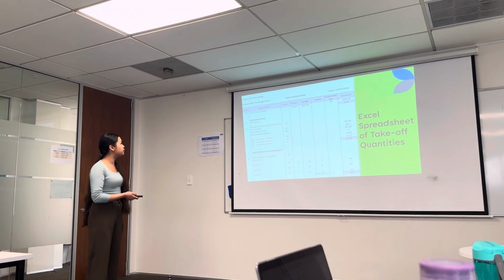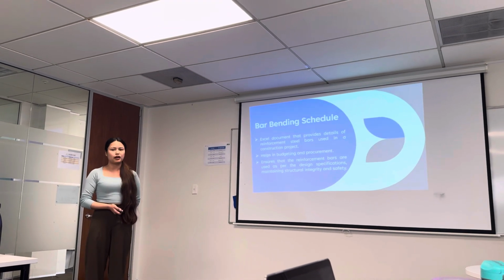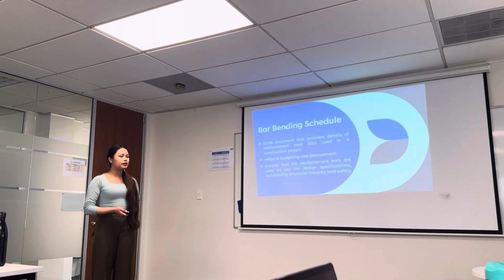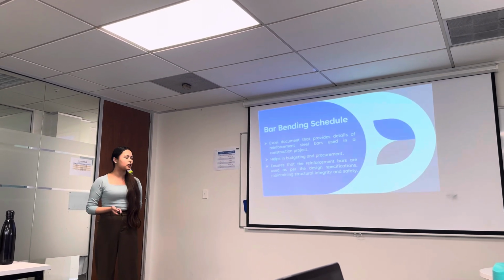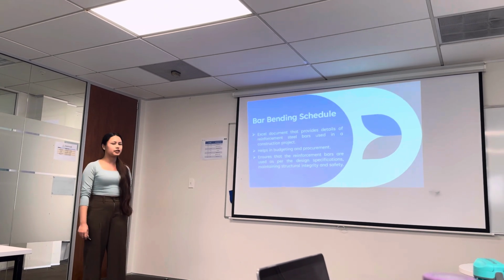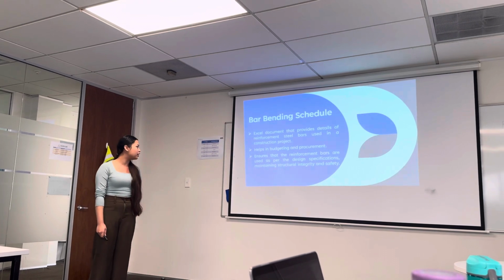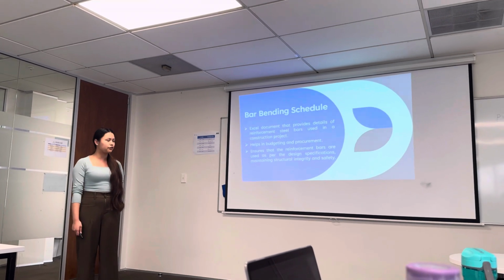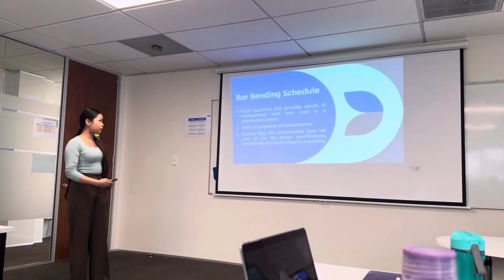And the second, this is also the quantity takeoff, and this one is for the bar bending schedule. The bar bending schedule is an Excel document that provides details of reinforcement steel bars used in the construction project, helps in budgeting and procurement, ensures that the reinforcement bars are used as per the design specification, maintaining structural integrity and safety.